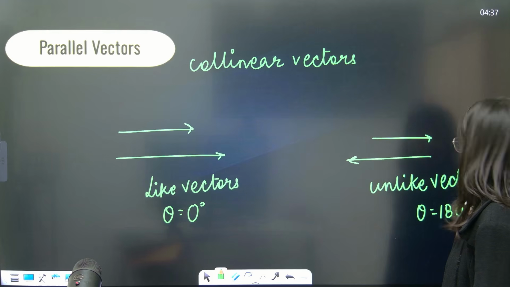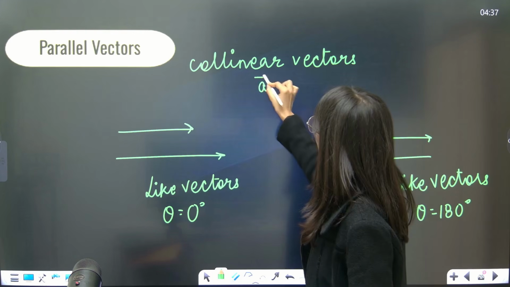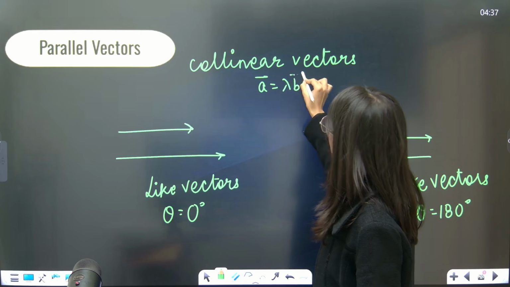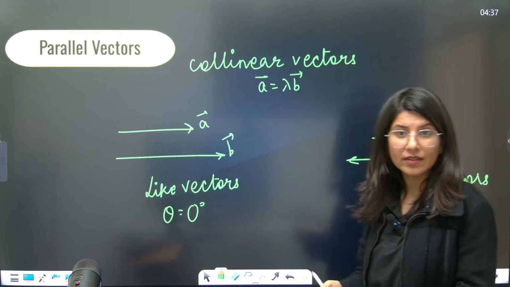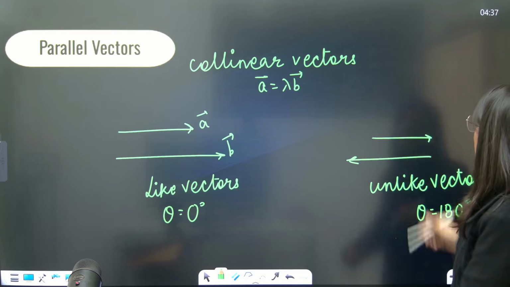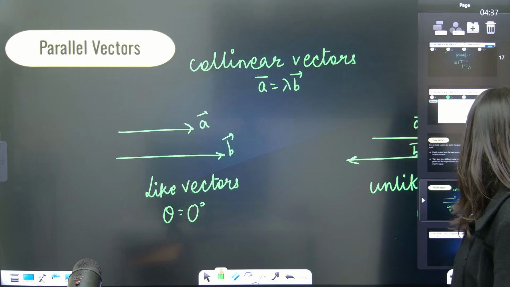Now one thing which is common for both, that means for collinear vectors, is A vector will be equal to lambda times B vector. So suppose this is A vector, this is B vector. One vector will be a scalar times another vector, always.